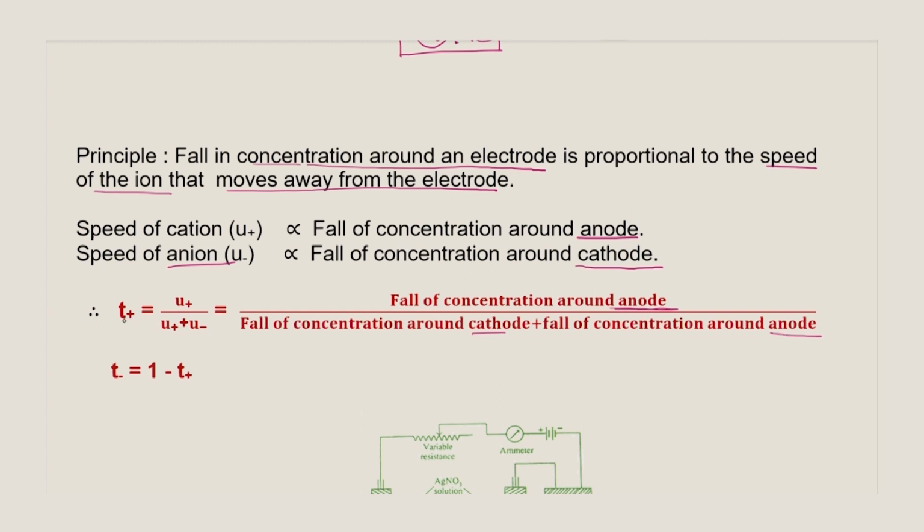Now, after that you can calculate T minus, because T plus plus T minus is equal to 1, and therefore T minus can be calculated by subtracting T plus from 1. So, just determine the transport number of one of the ions, and the other ion is determined by subtracting it from 1. Now, here is the apparatus which is used to determine the transport number.